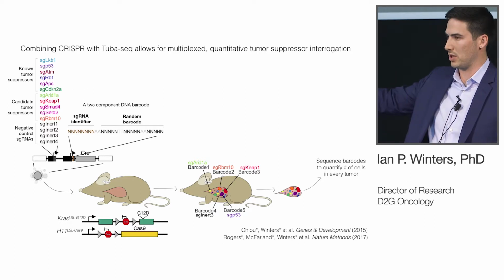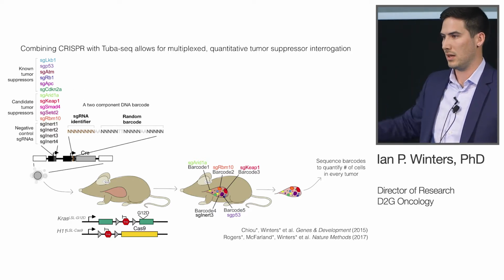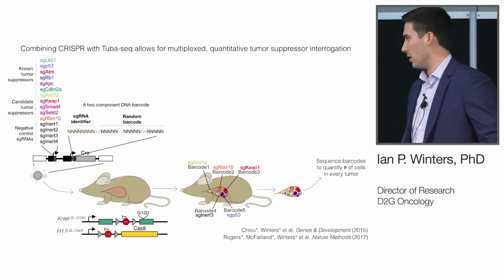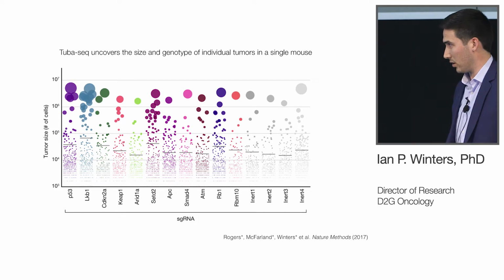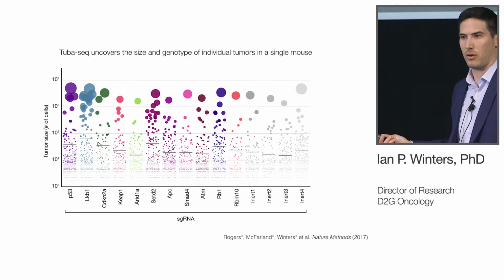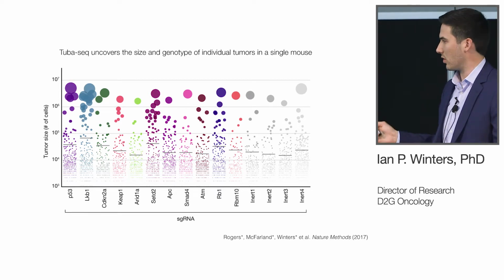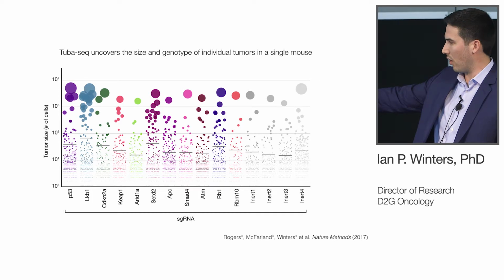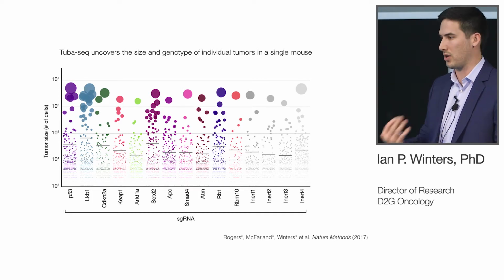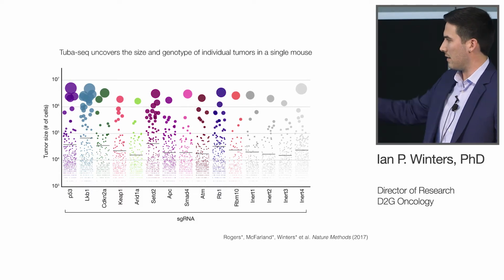And at the end, we can sequence based on this random barcode, as well as another barcode that's directly associated with each of those guide RNAs, to figure out the genotype and size of every tumor within that mouse. So just to give you a sense of what the data looks like, this is basically raw data after counting barcodes, and this is actually from a single mouse. So from a single mouse, we can find all the P53 deficient tumors, or at least the tumors that received a guide RNA targeting P53, and the size.